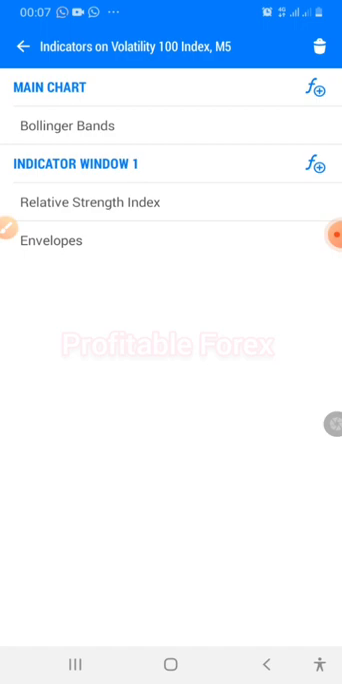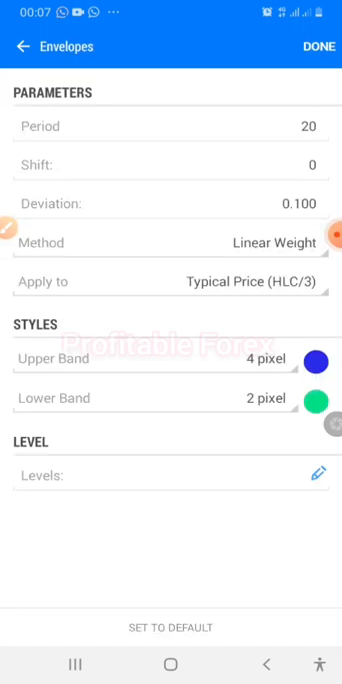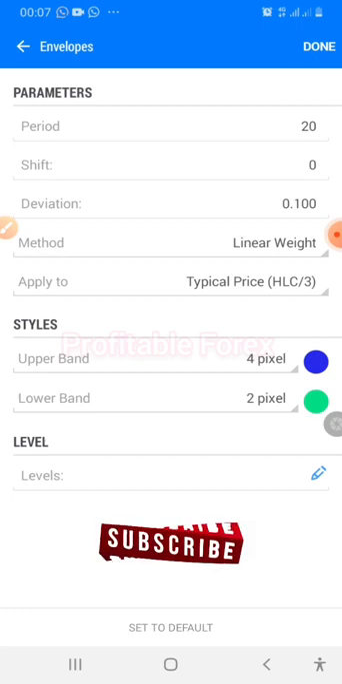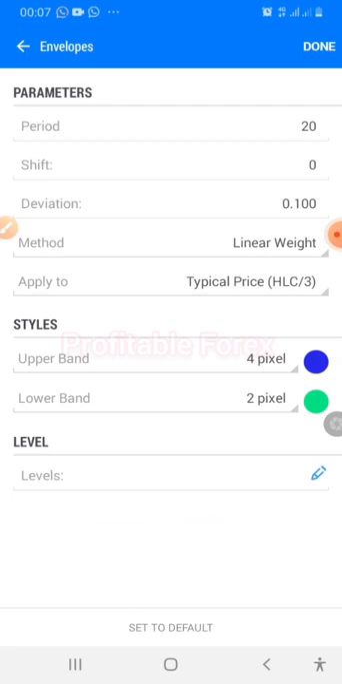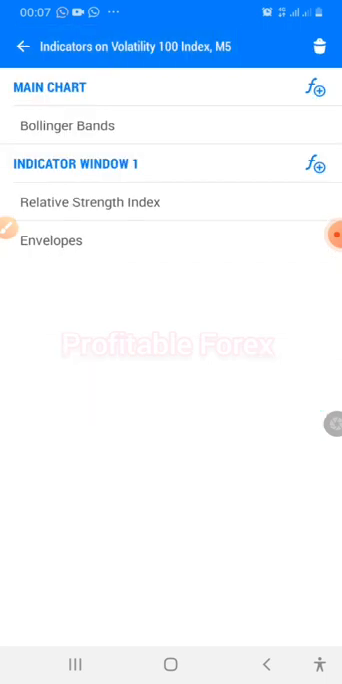The last indicator we have in the indicator window is the envelope. For the envelope, we have the setup period 20, shift 0, deviation 0.100. The method is linear weight and apply to typical price. For the style, the upper band is 4 pixel, which is blue, and the lower band is 2 pixel, which is green. Of course, you can choose any color of your choice, and then you click on done. So these are the setup for your indicators.